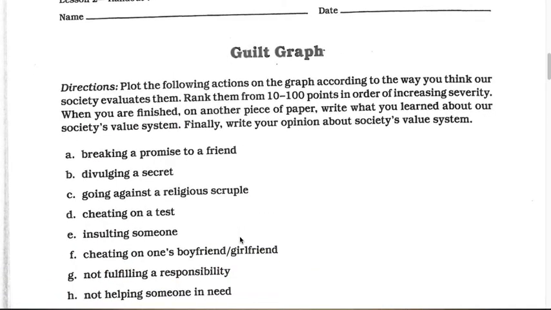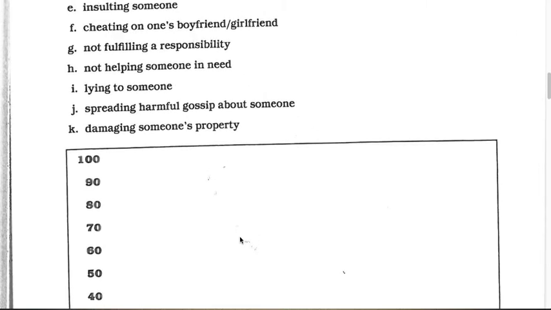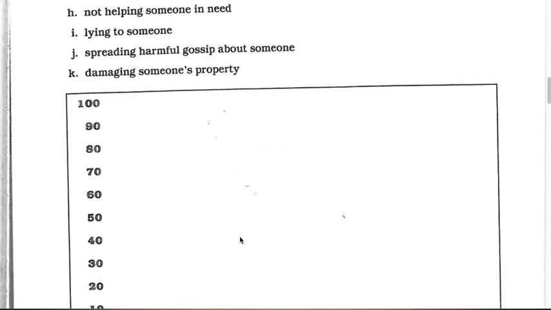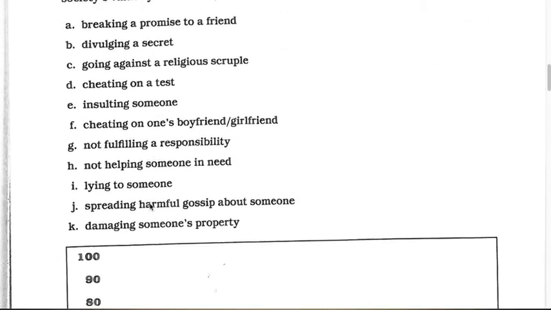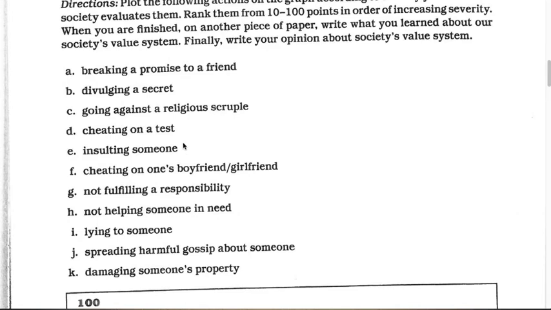This guilt graph is based on what you think society values you at. Each scenario from A to K will be valued on a scale of 0 to 100. Remember, this isn't how you value it, but how you think society values it. Once you have graphed each scenario, you will write your opinion about society's value system. Write 1 to 2 paragraphs about your thoughts about what happened on page 2.